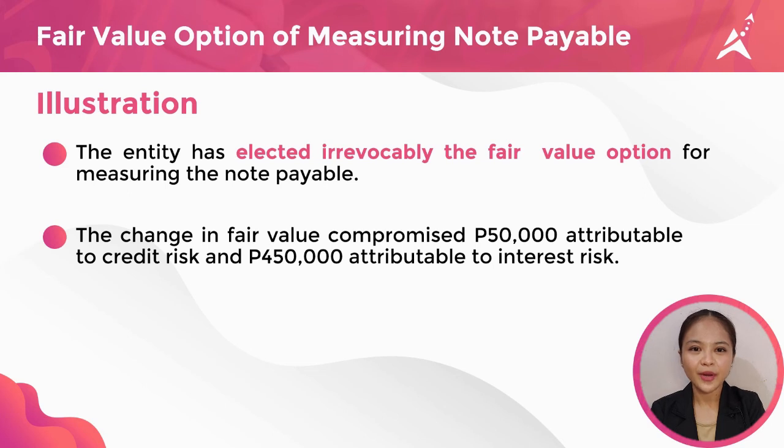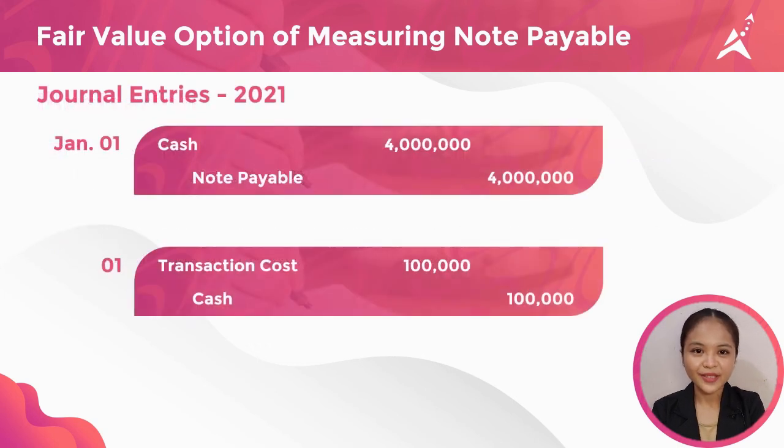Okay, I hope you have read and understood the problem. Let us now start recording the journal entries for 2021. First, on January 1, to record the borrowing on an interest-bearing note, we will debit cash for 4 million pesos, which is the fair value of the note, and then credit note payable for the same amount. Our next journal entry, we will record the transaction cost paid by the entity by debiting transaction cost for 100,000 pesos and crediting cash for 100,000 pesos as well.